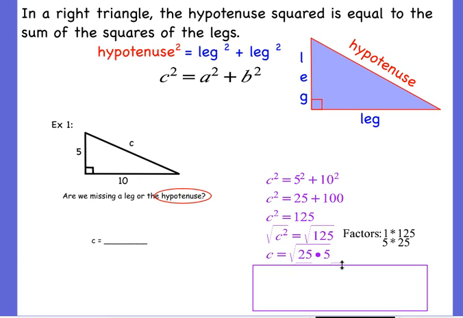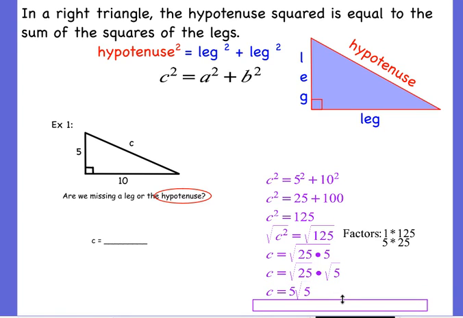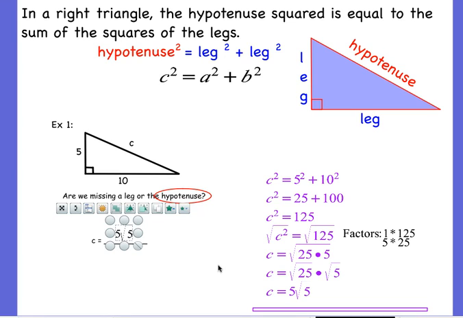Now, 25, is that a perfect square? Yes, it is. 5 times 5 gives us 25. So the square root of 25 is going to be 5. And then the square root of 5, that's not a perfect square, so we just leave it alone. So our final answer is that our hypotenuse in this particular case is 5 square root of 5. Okay, so this is how we go about solving a problem when we're solving for the hypotenuse.